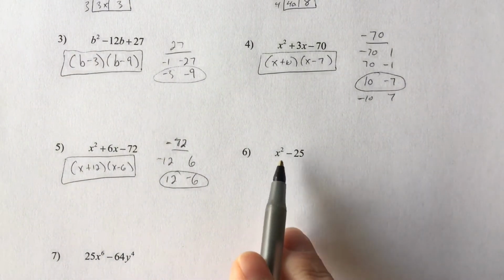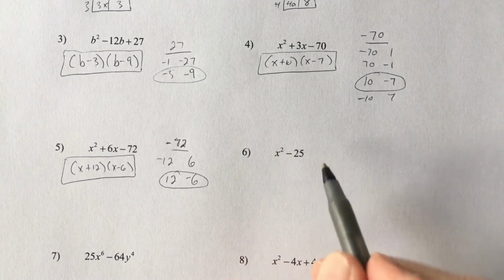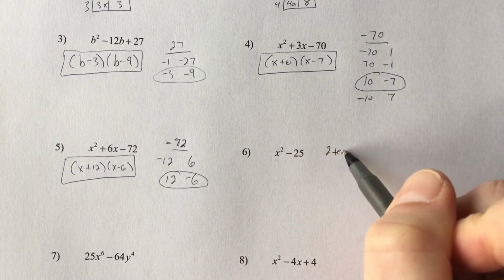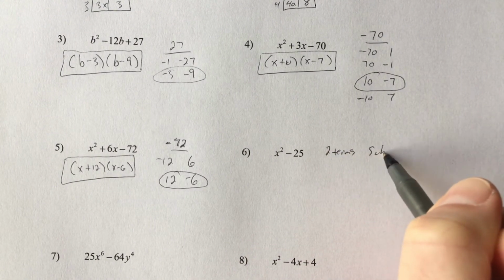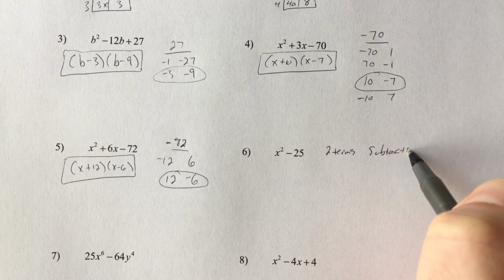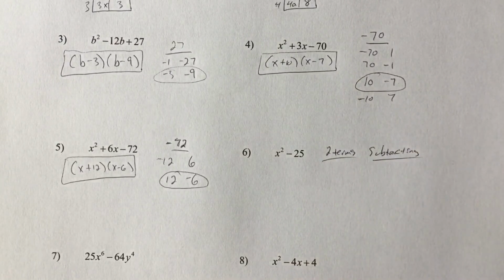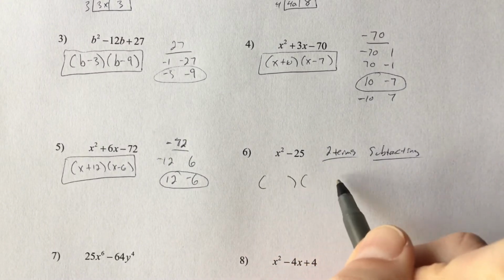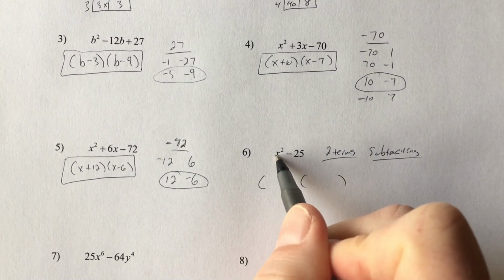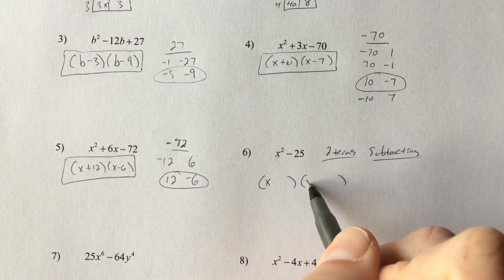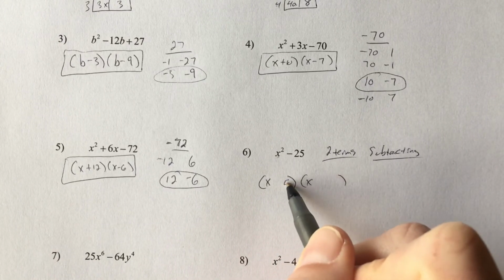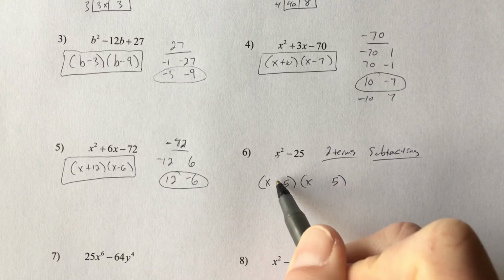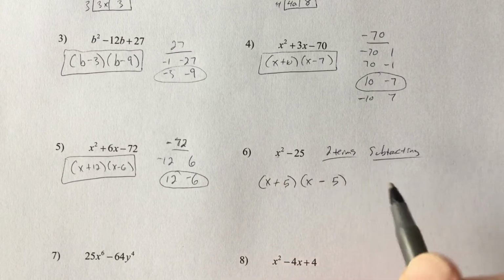Okay, here's a familiar one, x squared minus 25. I have two terms that are subtracting, and just like we were talking about the other day, if I have two terms that are subtracting, I can just think of it as a difference of squares. What times itself equals x squared? That would be x times x. 25 is 5 times 5, and then I would make it a plus and a minus.